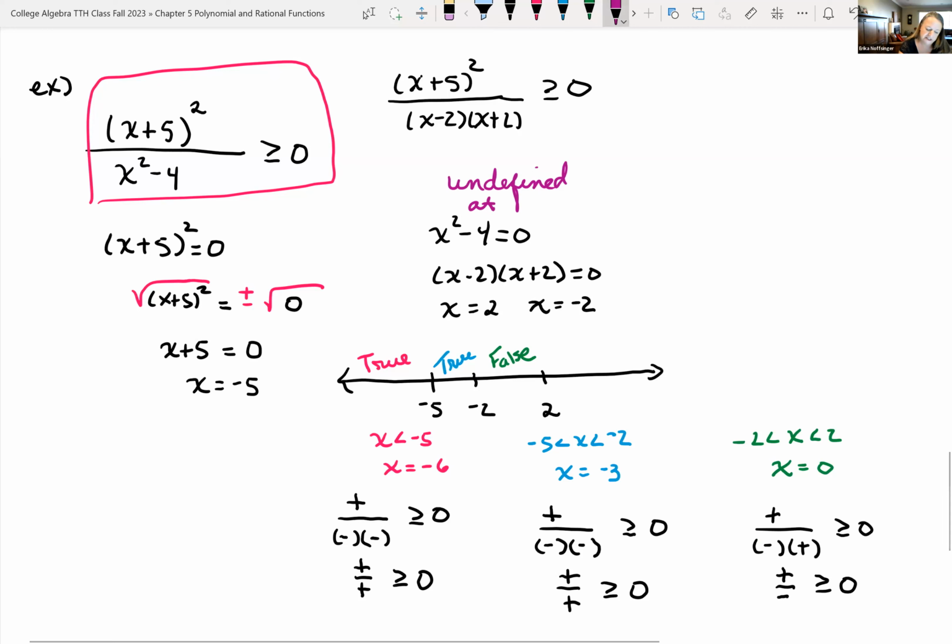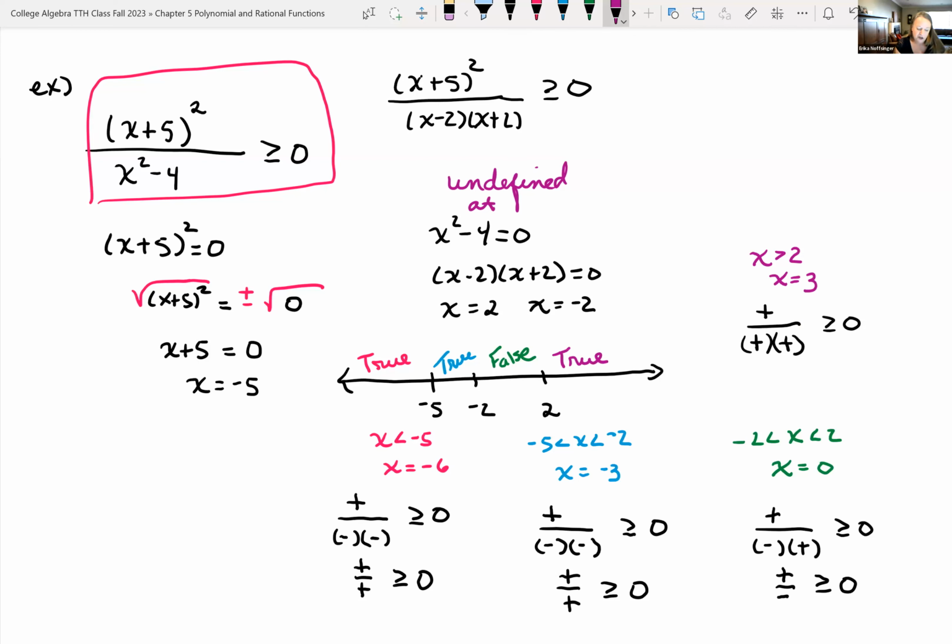Choose a number which is bigger than 2. So if I look at x greater than 2, how about x equals 3? 3 plus 5, quantity squared, is positive, all over 3 minus 2, which is a positive number, times 3 plus 2, which is also positive. Is that greater than or equal to 0? Yeah, that is. That's true.